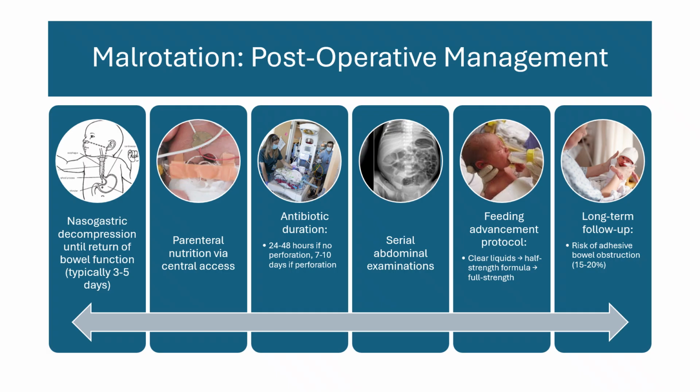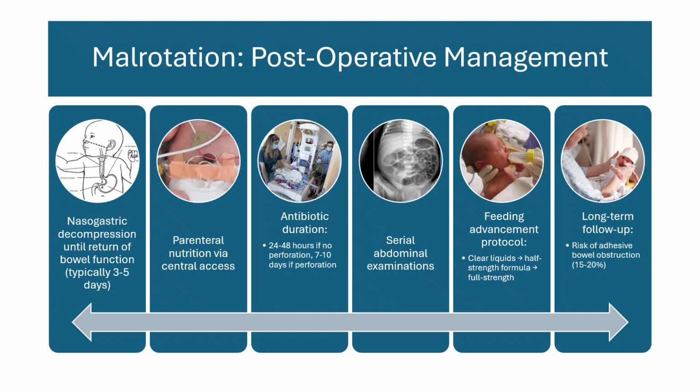Early placement prevents delays in providing adequate calories and protein for healing. Antibiotic duration depends on operative findings. When no perforation or gross contamination occurred, 24 to 48 hours of prophylactic antibiotics suffice. However, if perforation was present, or there was significant bowel necrosis requiring resection, extend antibiotics to 7 to 10 days to treat potential peritoneal contamination and prevent intra-abdominal abscess formation.